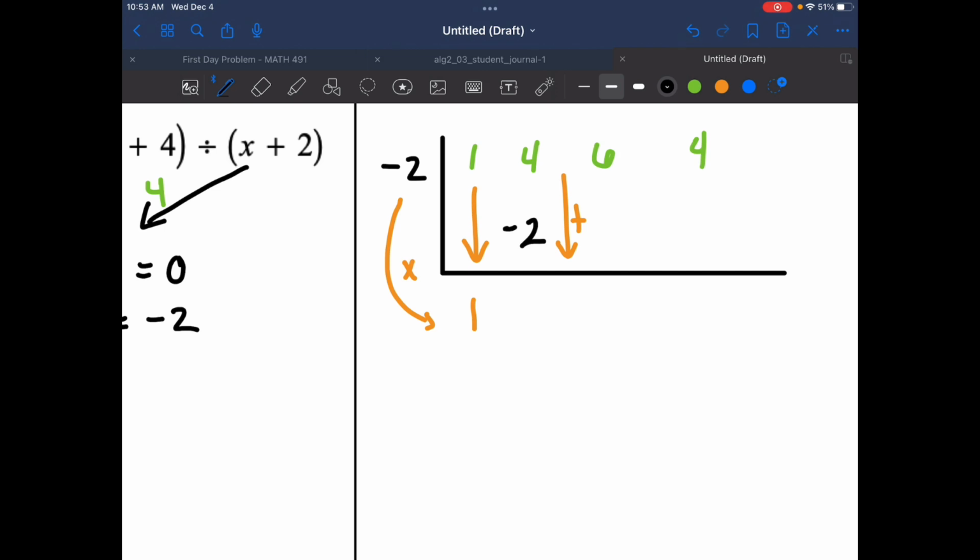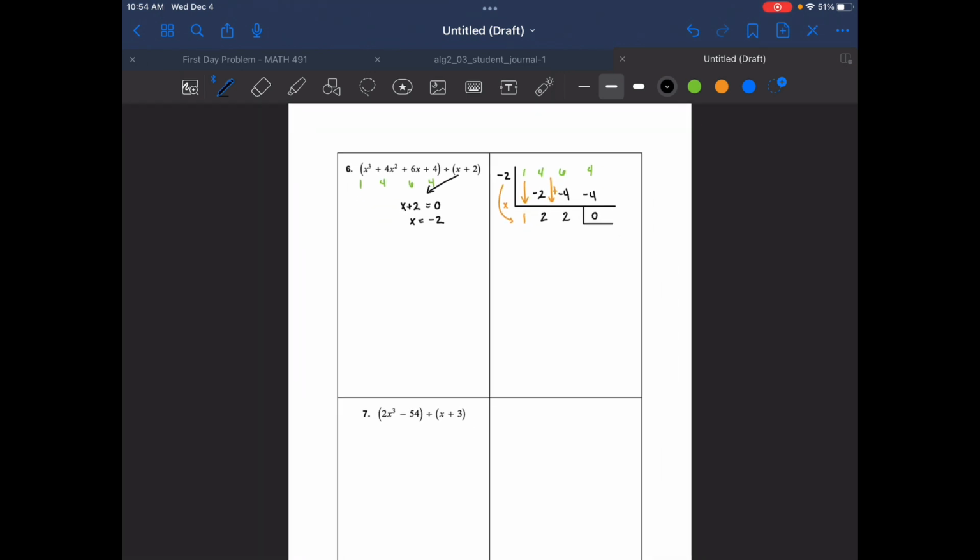And 4 plus negative 2 is 2. Negative 2 times 2 is negative 4. That's going to leave you with a 2, because 6 plus negative 4 is 2. And then we're going to have negative 2 times 2 is negative 4. And this is where your remainder is. It's on that last bit of information here. And the remainder in our case is a fun 0. Okay?